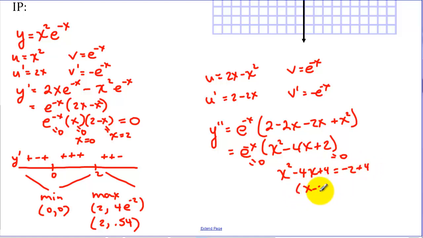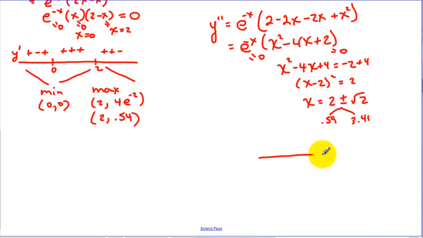This gives me x minus 2 quantity squared equals 2, and we square root both sides, and we get x equals 2 plus or minus the square root of 2, which if we evaluate that gives us approximately 0.59 and 3.41.